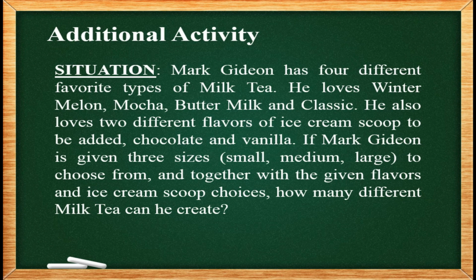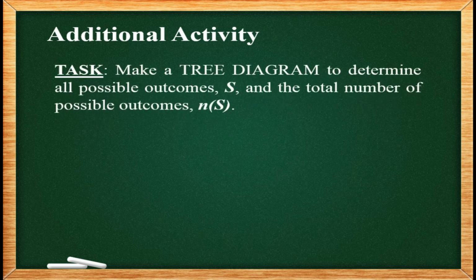So to answer that, this is your task. Make a tree diagram to determine all possible outcomes. The S, which you're going to list down, and the total number of possible outcomes. This should not be hard because we have been doing some that are similar to this problem. So good luck, and hopefully you can come up with all the possible outcomes.